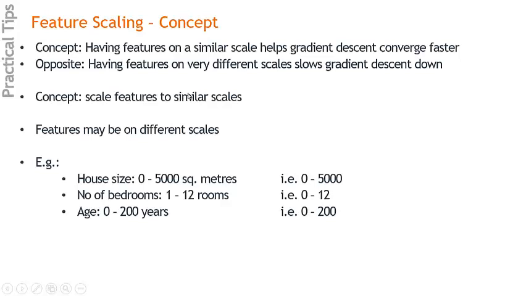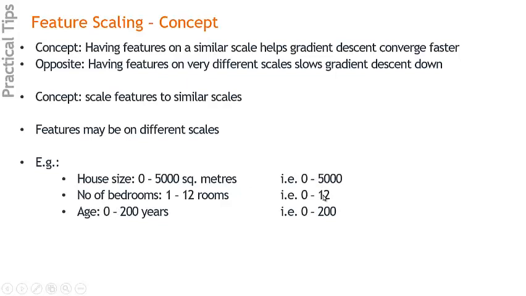Okay. So for example, if we're looking at the house price example, if we measure house size in square meters, house size can be from 0 to 5,000. The number of bedrooms from 1 to 12, well, 0 to 12 is kind of a robust interval that contains this 1 to 12. And the age can be from 0 to 200 years. Now, obviously, 5,000 is a lot bigger than 12.